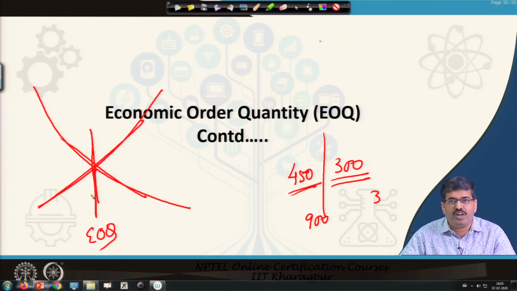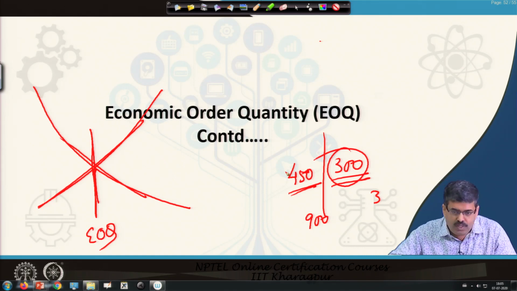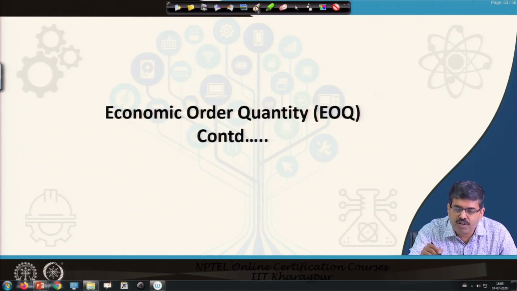And the other extreme point is you will have to synchronize your demand and supply. Your supply is 450 units, your production quantity, so your demand should also be 450. Then everything is fine. So, this much we have covered, right?